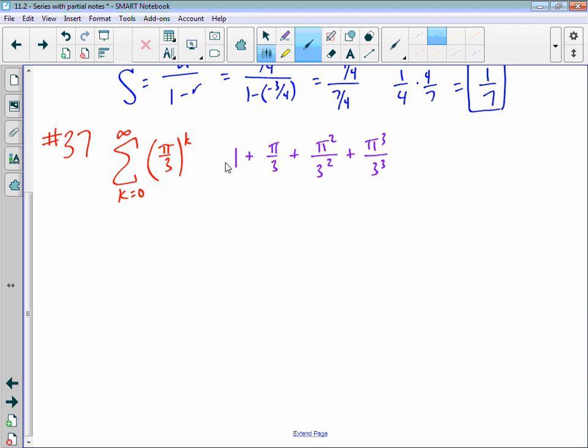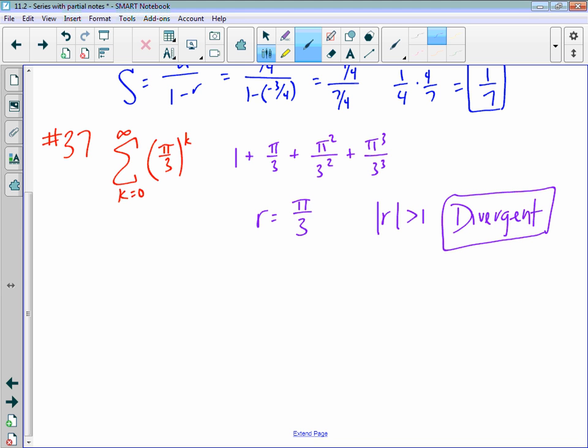So what am I multiplying by each time? Pi over 3. Is the absolute value of R less than 1? No. Okay, so actually I should probably write this the other way then. So absolute value of R is greater than 1, because this is 3.14 over 3, and then we know it's got to be divergent. And then it's super quick, right? I used the test for divergence.